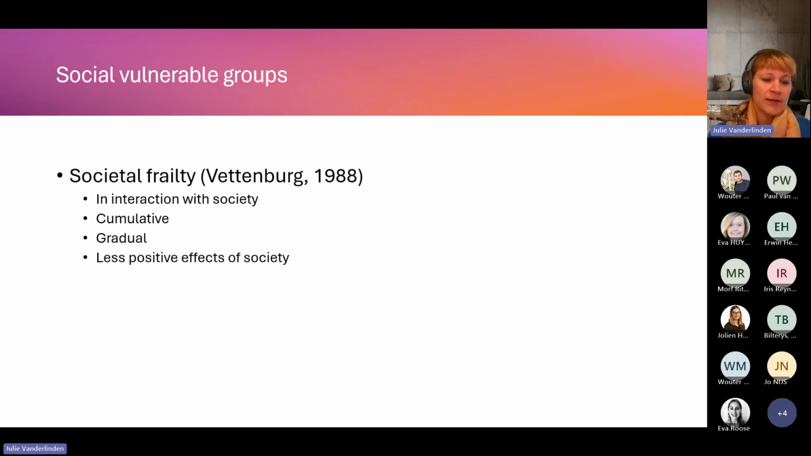And people that face social frailty or social vulnerability, according to Vettenberg, who is a Dutch researcher who researched a lot about vulnerability amongst youngsters in school, she also mentioned that what makes you frail, or the more primary aspect of frailty, is that you have less interaction with society, but also your interaction is less positive. So you get stigmatized, you get a guilt feeling if you live in a lesser nice house, or if you have less money than the average, then you get looked down upon.